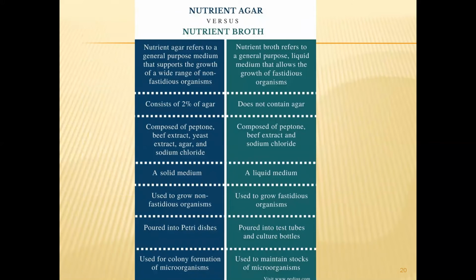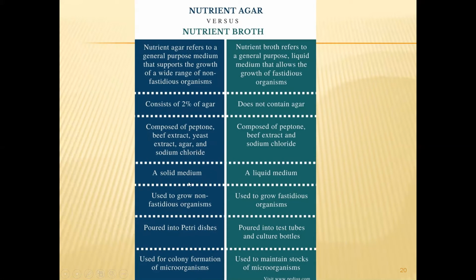So the difference between nutrient agar and nutrient broth can be asked. Nutrient agar refers to a general purpose medium that supports the growth of a wide range of microorganisms, and it also allows the growth of fastidious organisms, that is the nutrient broth. It contains 2% agar while broth does not contain the agar. They contain peptone, beef extract, yeast extract, agar and sodium chloride, while broth does not contain the agar.